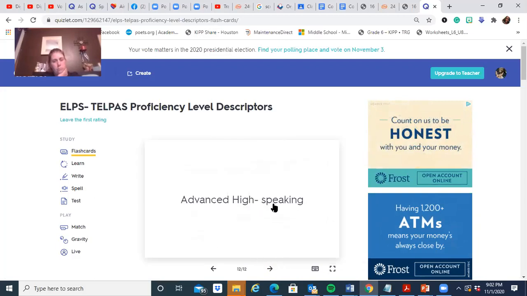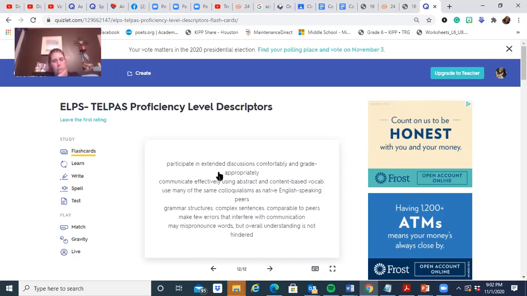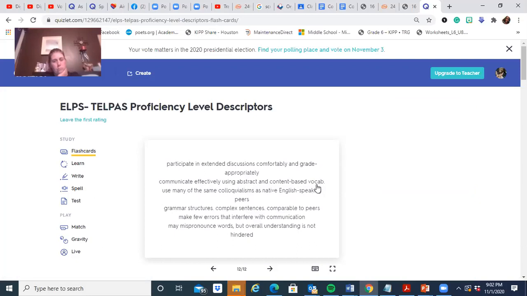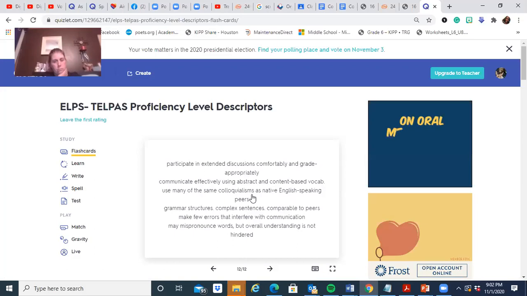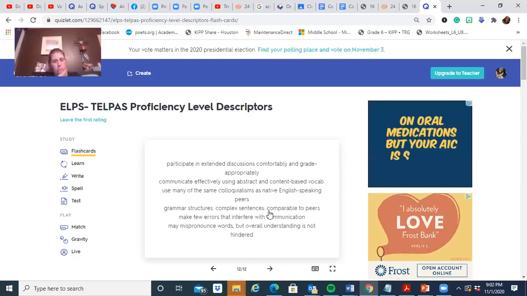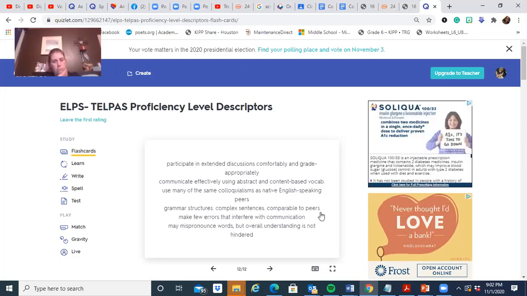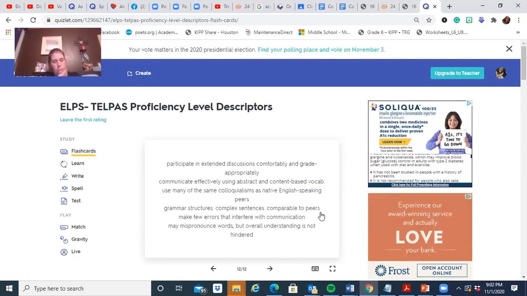And then advanced high speaking: participate in extended discussions comfortably and grade appropriately, communicate effectively using abstract and content-based vocab, use many of the same colloquialisms as native English speaking peers, complex sentences comparable to peers. Same thing with the writing, right? So if I were you, I would definitely go through those Quizlet cards. They were very, very helpful.